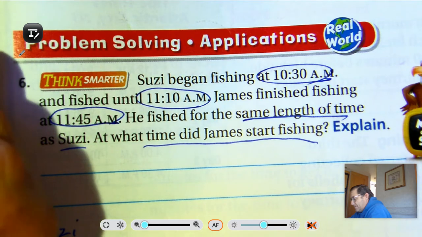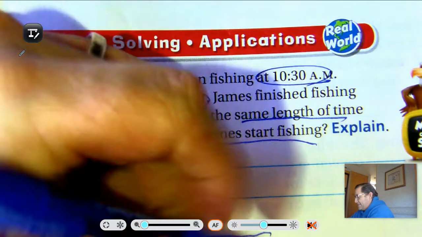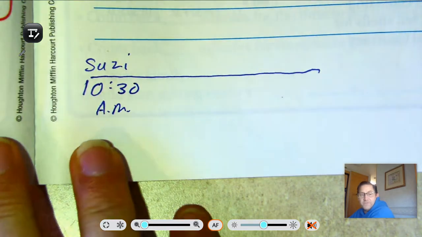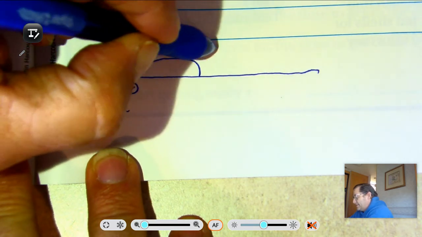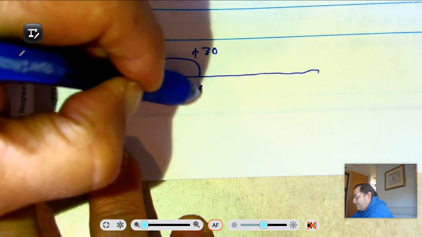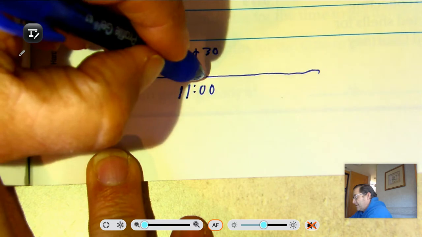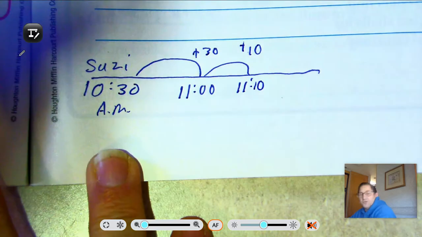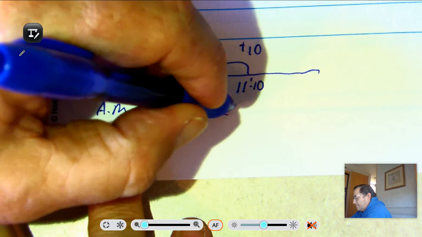at 10:30 and she ends at 11:10. So she starts at 10:30. So let's jump forward till we get to 11:10. Well, I know that I can add 30 minutes to 10:30 to get to 11. And from 11 to 11:10 would be 10 more minutes. So 30 plus 10 is 40 minutes fishing.